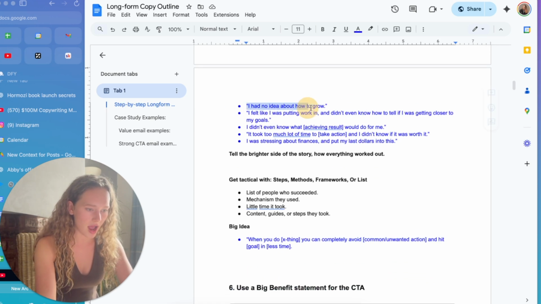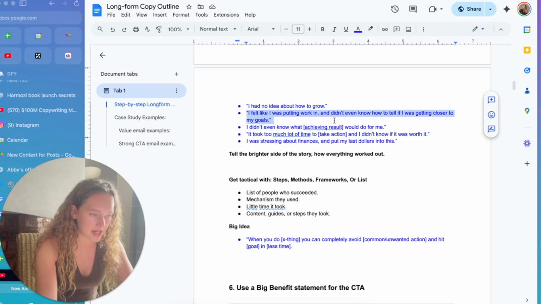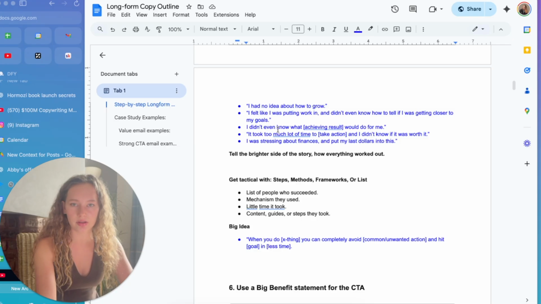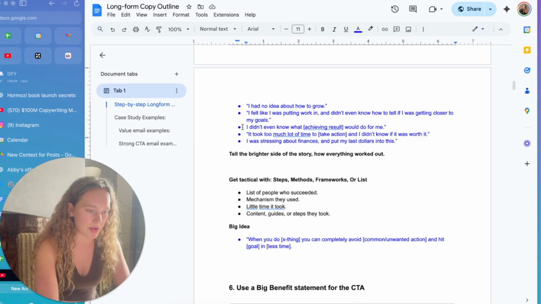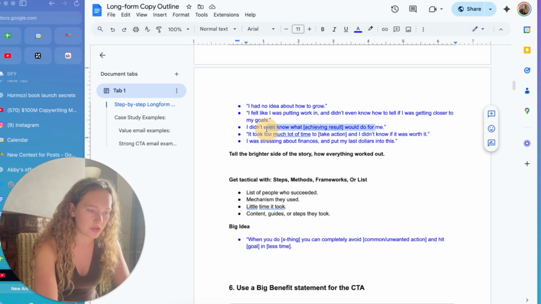All right. So I had an idea about how to grow, and then you go into the segue of what your idea was. Another example, I felt like I was putting the work in. I didn't even know how to tell if I was getting close to my goals. This is where we're relating to the audience. So you want to choose something that's accurate and actually part of your story or your client's story. But I didn't even know what achieving, let's say, losing 10 pounds would do for me, or I didn't even know what learning copywriting would do for me, or XYZ.